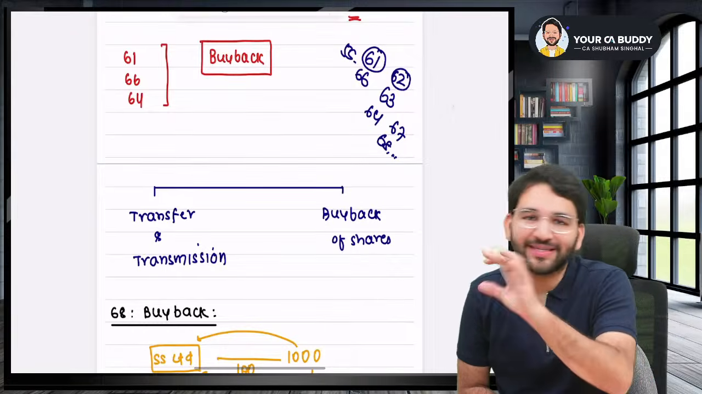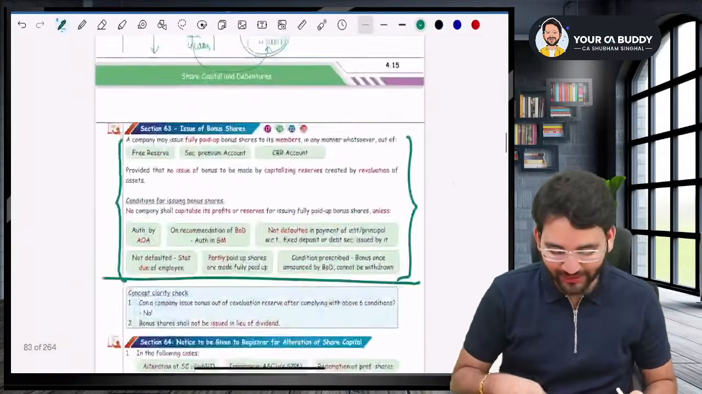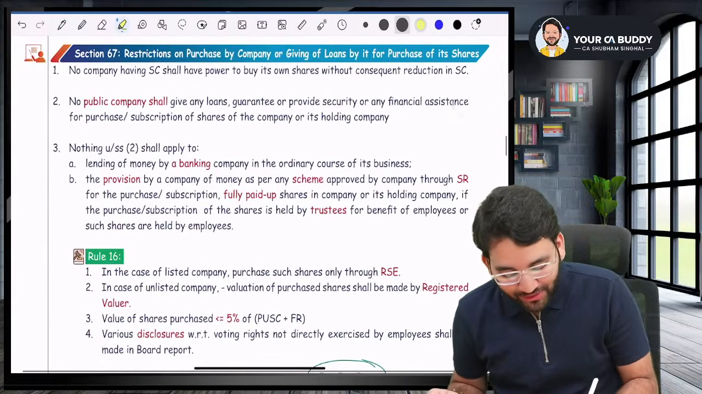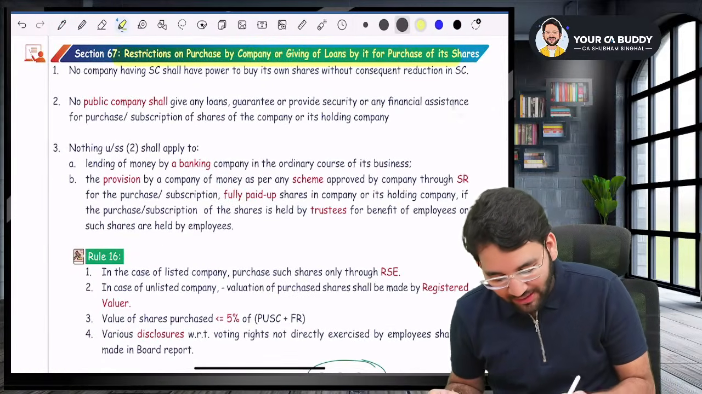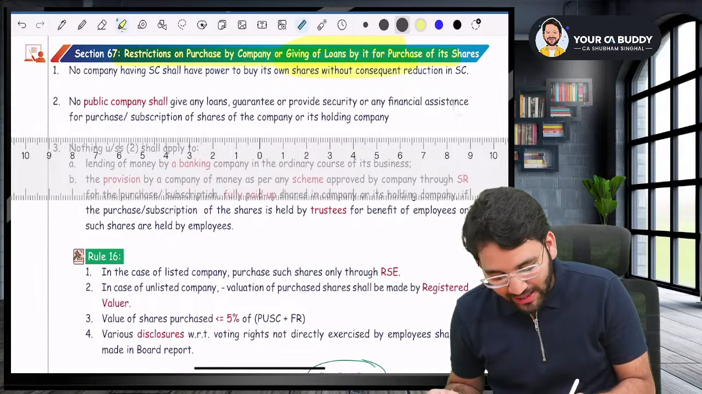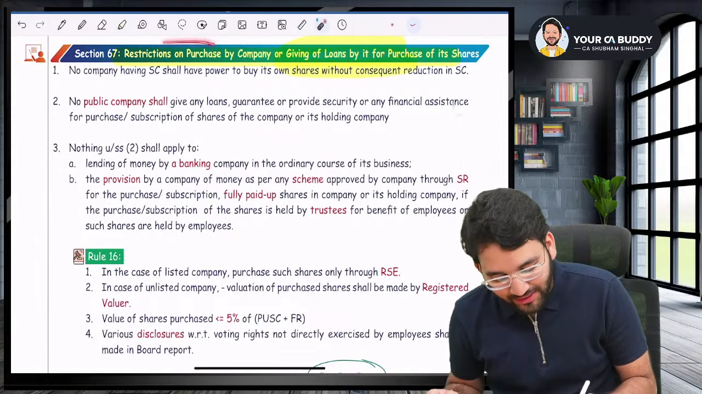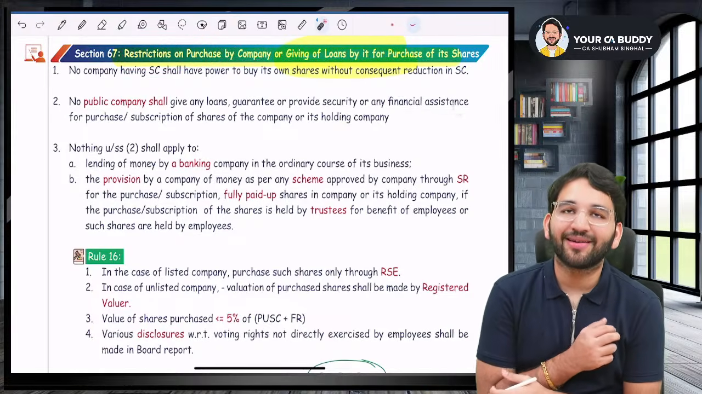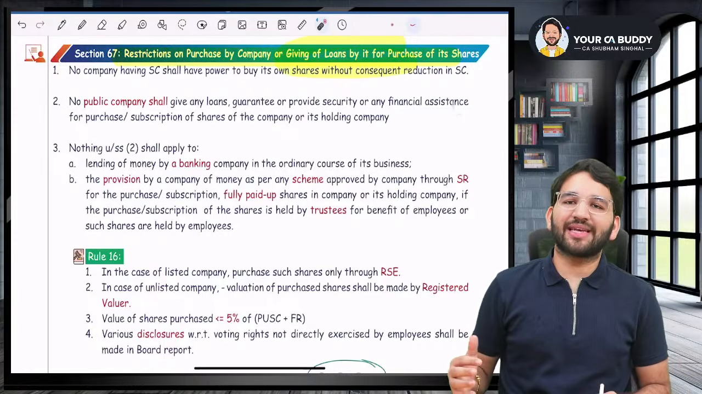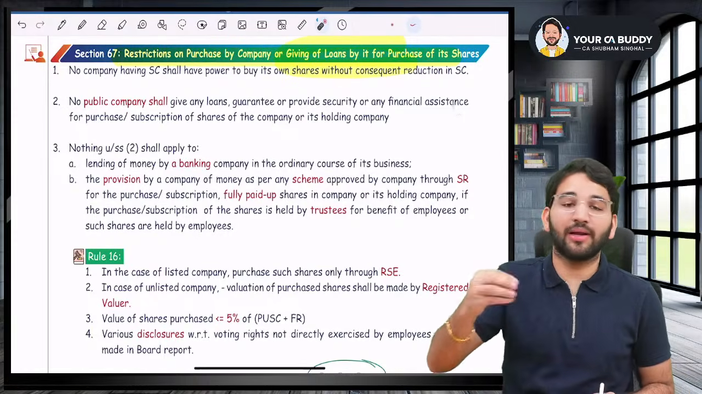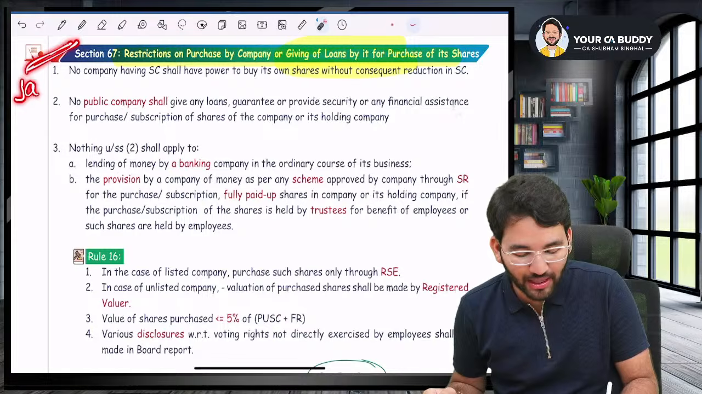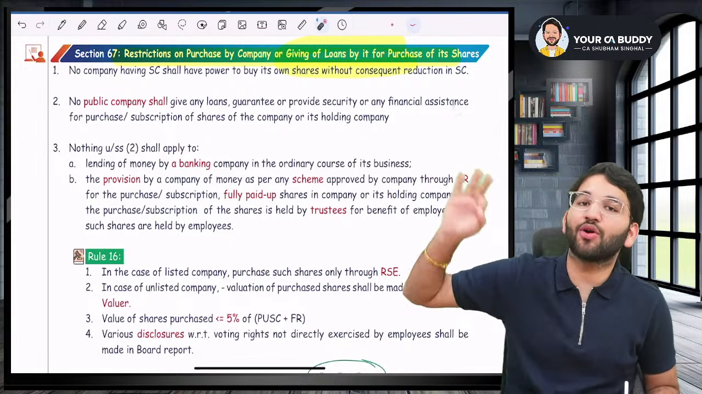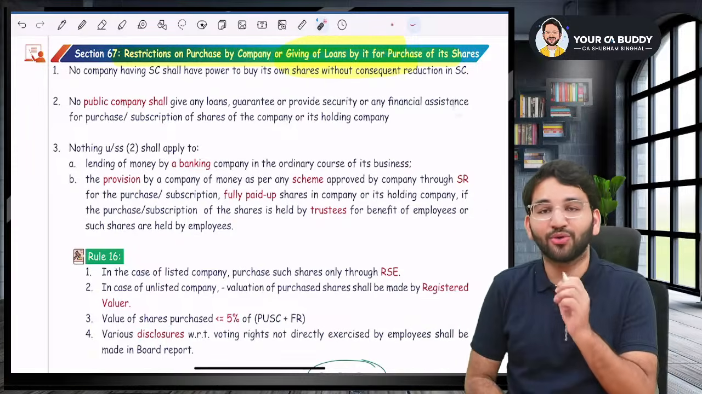Let's read section number 67 from the notes. Sir, section number 67 talks about restriction on purchase by company or giving of loans by it for purchase of shares. What is the meaning, sir? It means that section number 67 says that you cannot give money to your, and the question on this section was asked in your January 25 attempt, sir, for very good marks. Listen to me very carefully.